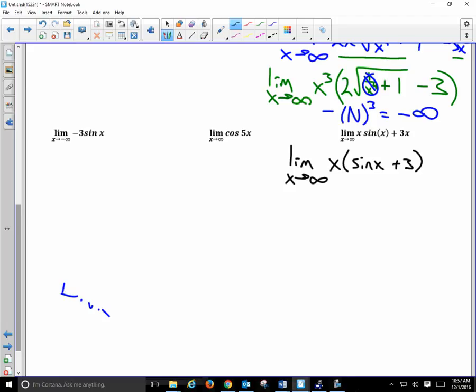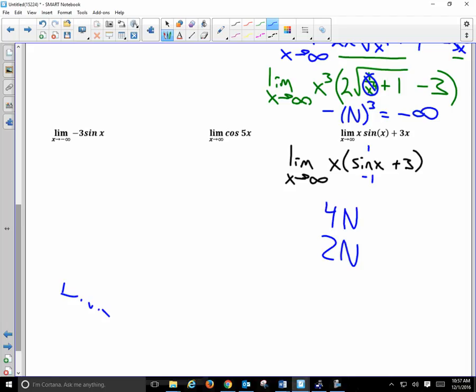Let's think about sine of x plus 3. What is the smallest value that sine of x could be? -1? What's the biggest value that sine of x could be? +1. So let's look at the worst case scenario. Let's suppose that sine was -1. Then you would have -1 plus 3 is 2 times then a very large number. So you'd have 2 times a very large number. Everybody agree that that's the smallest that it would be? The biggest it would be is +1 plus 3, so 4.